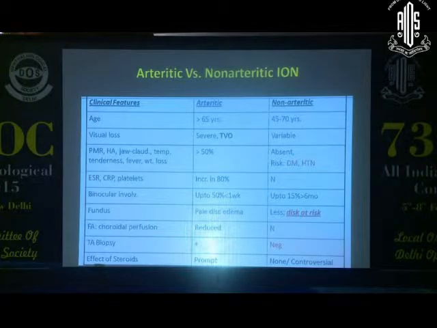Whereas NAION, as we've discussed, the management still is controversial with steroids. So, if you have an ischemic neuropathy, make sure it's not arteritic. If it's arteritic, we've discussed early intervention with steroids and a long-term treatment. Whereas NAION, you're more worried about treating the risk factors because it's been seen that the other eye gets involved over time in almost 30% because their risk factors are not treated. So that's the most important intervention you can do, that is control the risk factors.